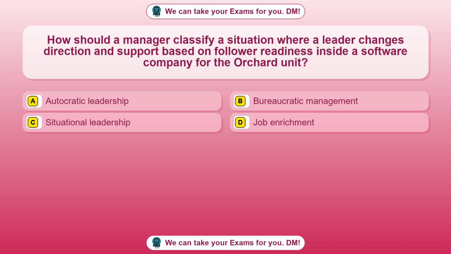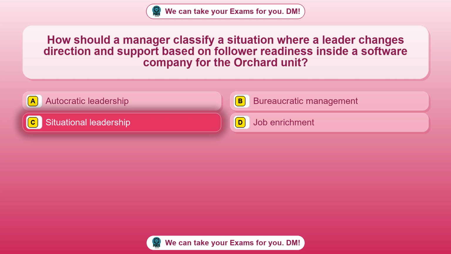Question 14. How should a manager classify a situation where a leader changes direction and support based on follower readiness inside a software company for the Orchard unit? Option A. Autocratic leadership. Option B. Bureaucratic management. Option C. Situational leadership. Option D. Job enrichment. The correct answer is option C.